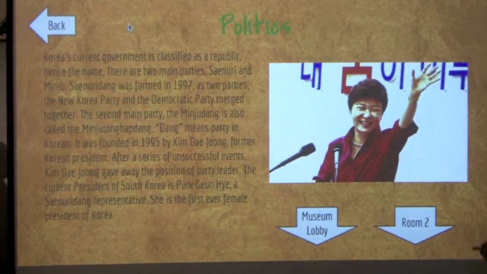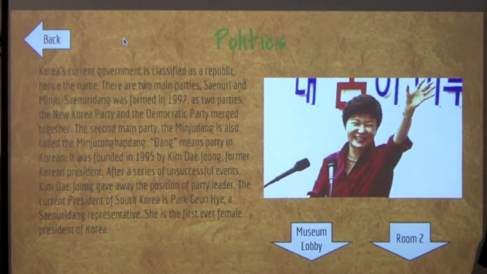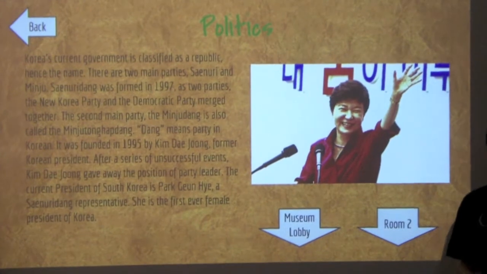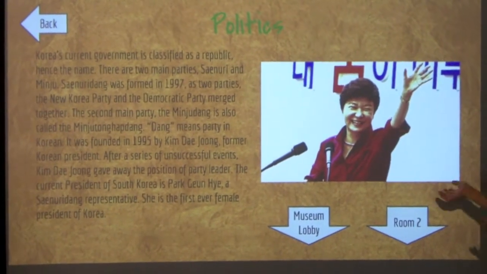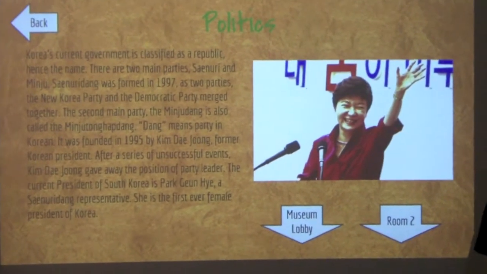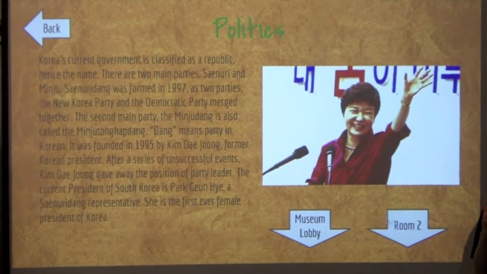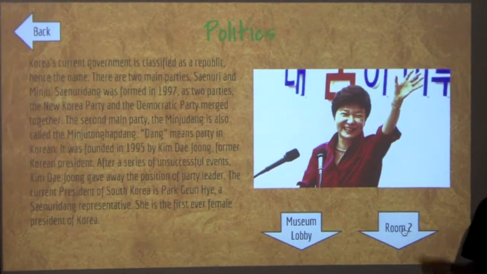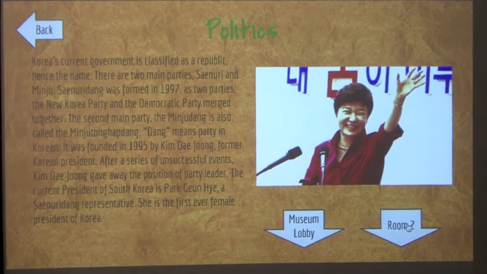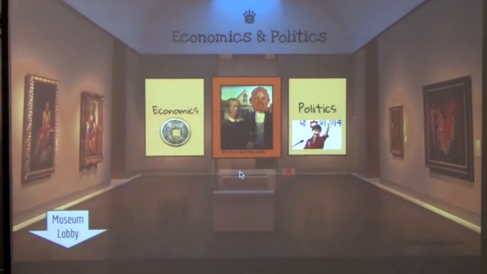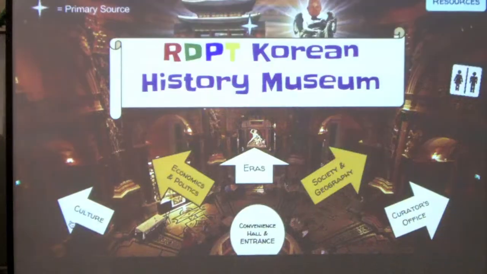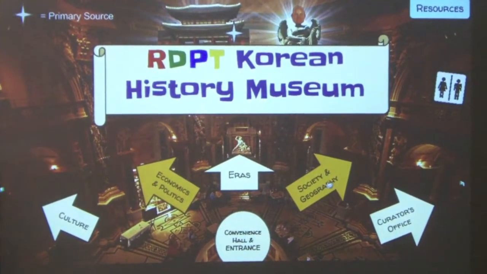And this is the modern politics. The current government is classified as a republic, unlike North Korea. And this is the current president, Park Geun-hye. Basically, we're now into presidential democracy politics. So that was our economics and politics exhibition. The next one you'll see is the society and geography.